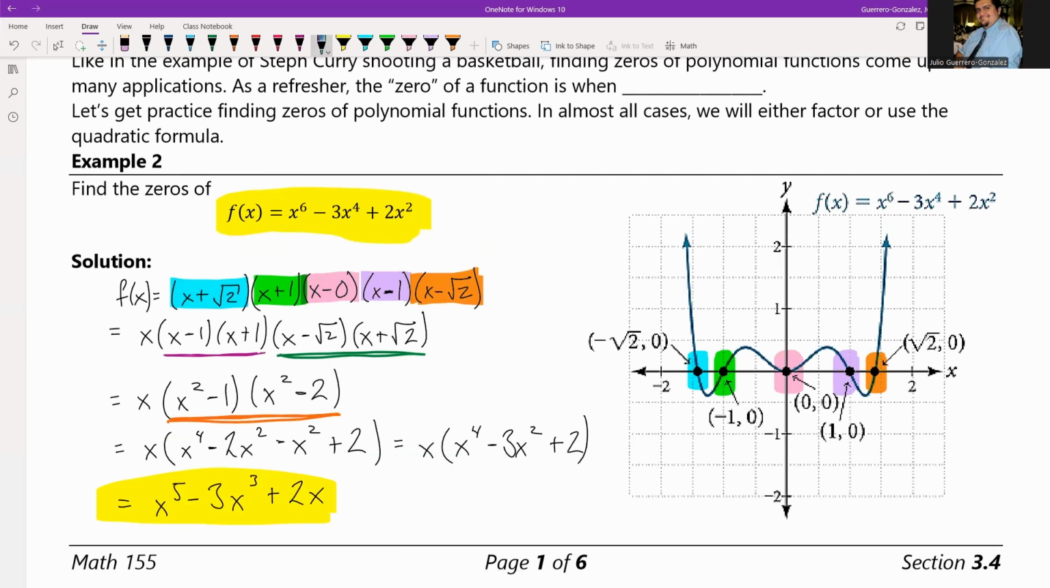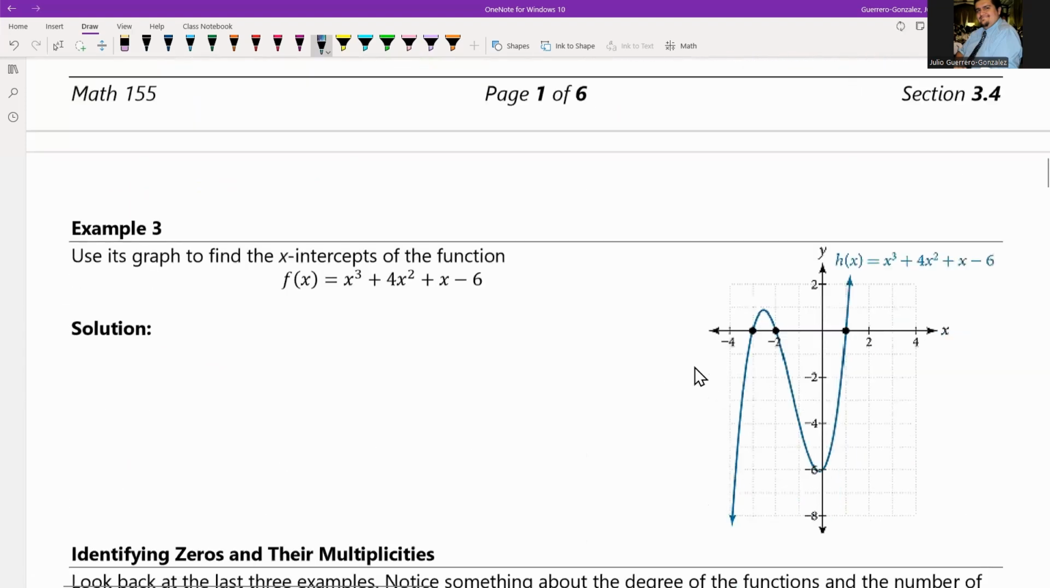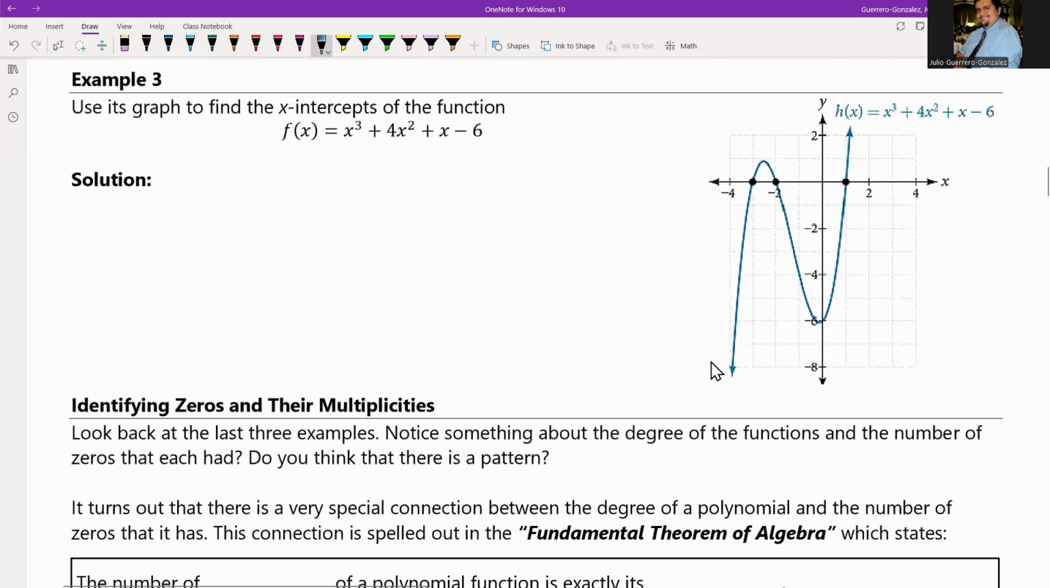Let's move on. I want to show you guys another example. Let's do one that should look familiar now. This one. Again, I'm giving you the graph. It's over there on the right hand side. And we have, let me do it again, 1, 2, 3 zeros. Okay, 3 zeros.